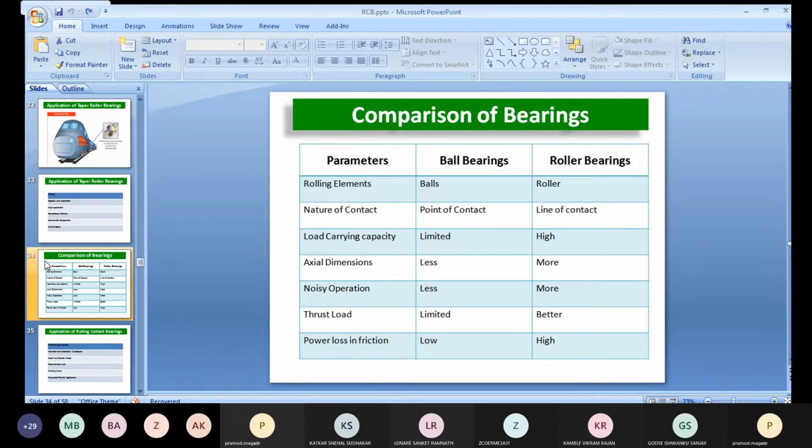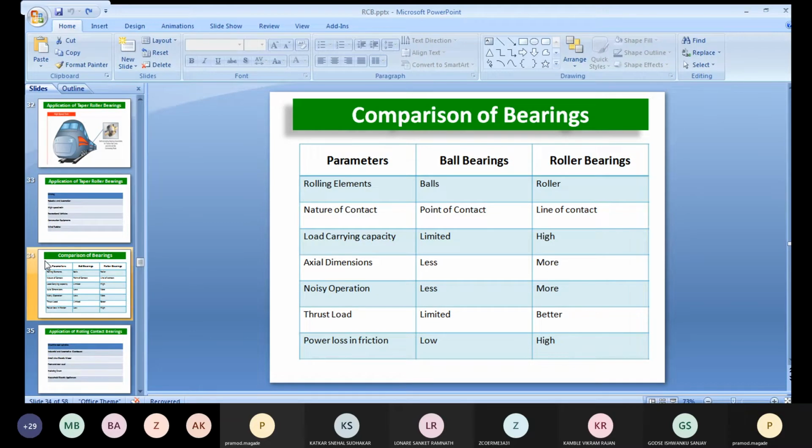Okay. This will be the first point. Second, write down nature of contact. Nature of contact.